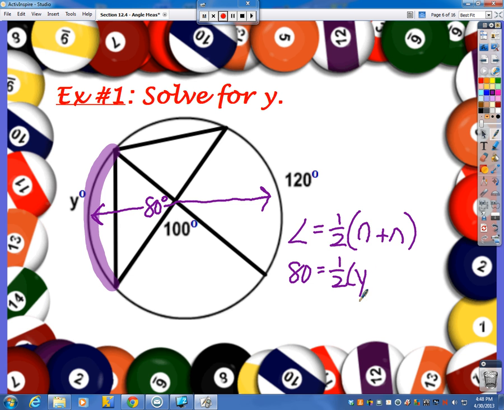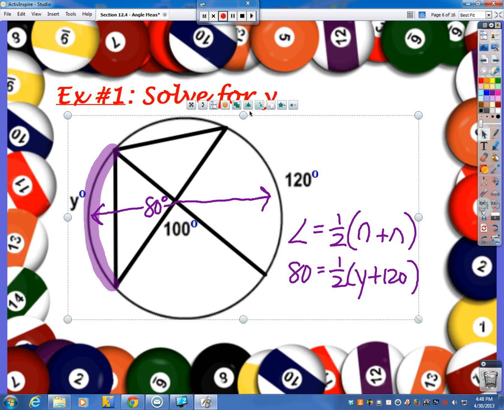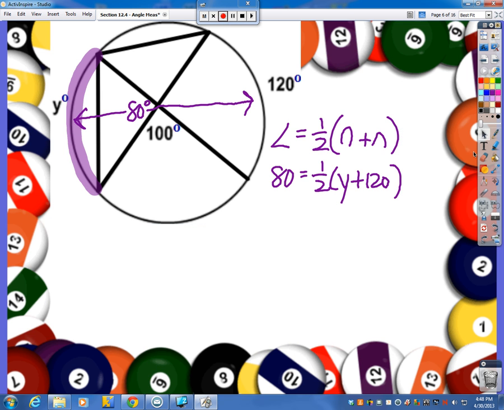One of the arcs is the y, the other arc is the 120. So I'm kind of setting myself up here algebraically. Okay, so let's move this up here so we can solve. Now, what I could do with this 1/2 is I could distribute it. I could. But I want to show you a different choice here.